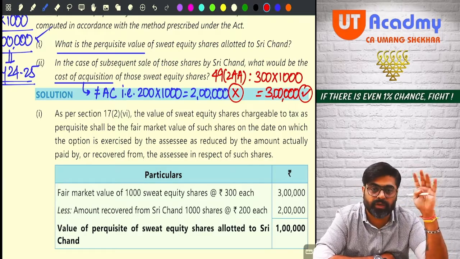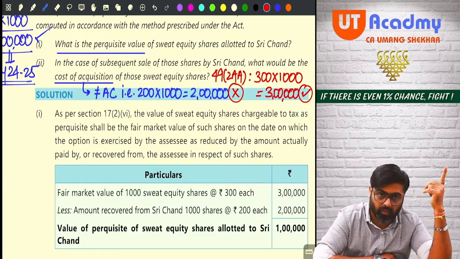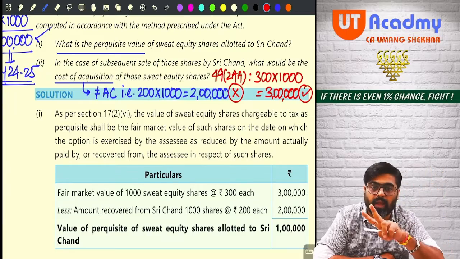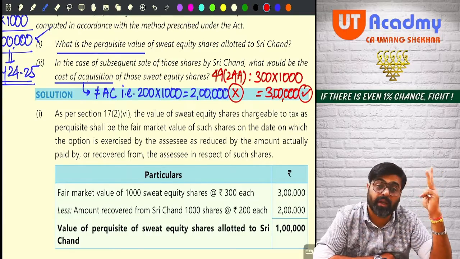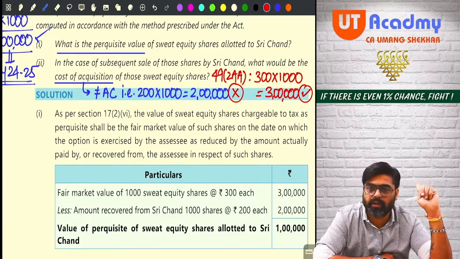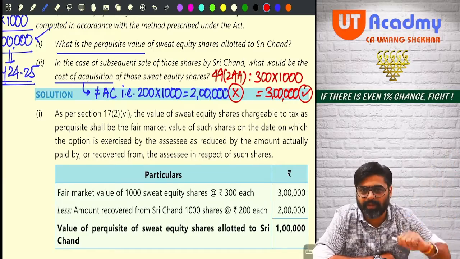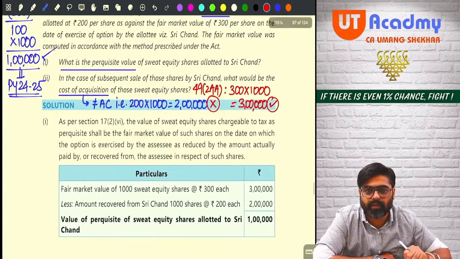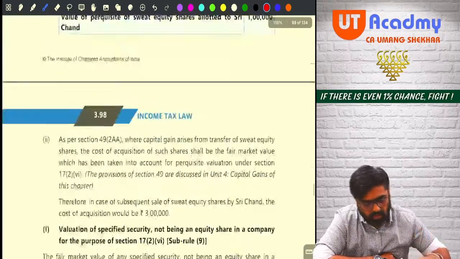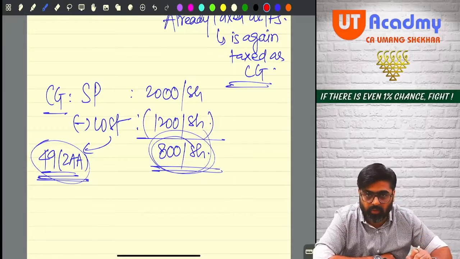This will be treated as the cost of acquisition. So whenever in future these shares will be sold, to calculate the capital gain of these shares, 2 lakh actual cost will not be reduced, 3 lakh the fair market value will be reduced, so that this 1 lakh does not get taxed again in the form of capital gain. Got it? So this was the answer. This will be given here.